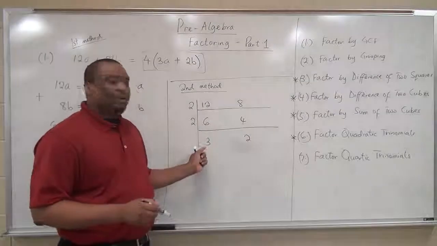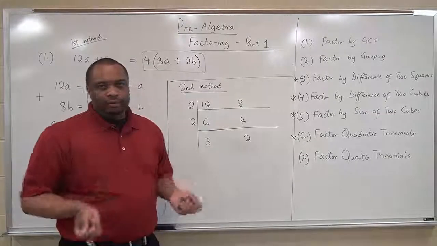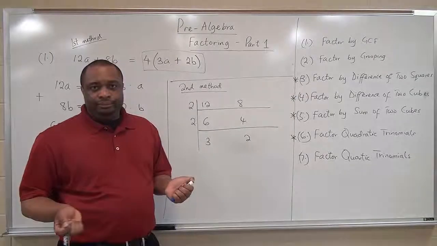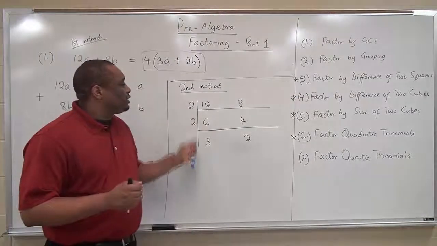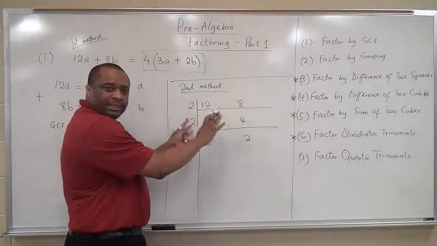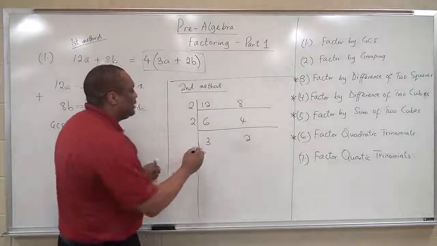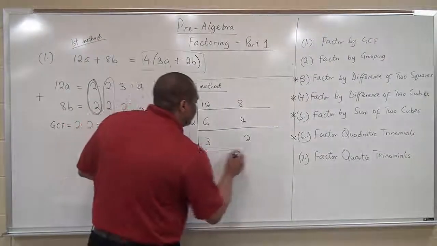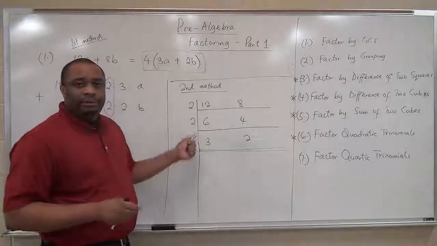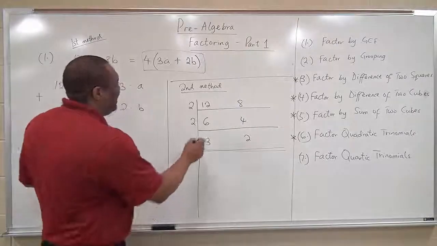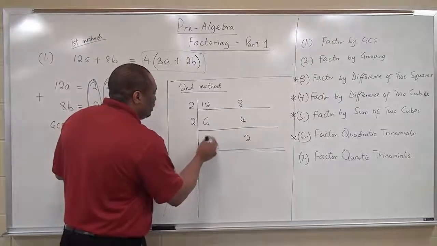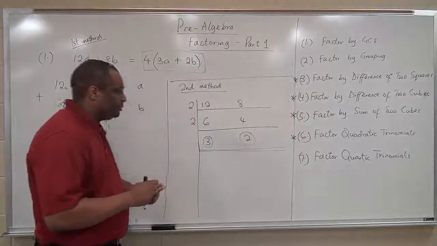Now, do we have something that can divide 3 and 2? No, nothing anymore. So you stop here for the numbers. What you might want to do is draw a double line. And the last one where you stopped, you can circle it, because that is what you're going to use.